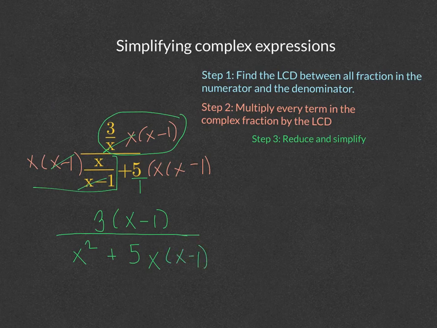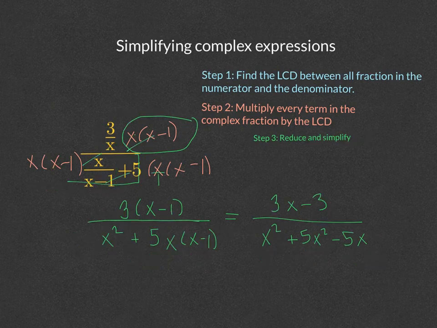Okay, at that point we have gotten rid of our complex fractions because multiplying through by the LCD eliminates all the complex parts. Now what we just need to do is the simplification part. So I'm going to multiply through or do any distributing I need to do. So I end up with x squared, and then I'm going to go 5x times x is 5x squared, and 5x times negative 1 is minus 5x.